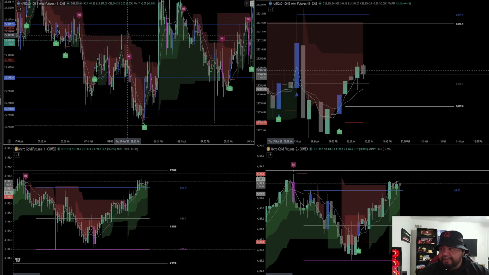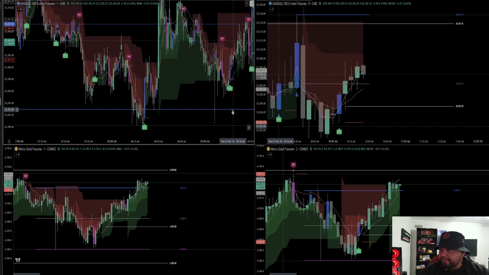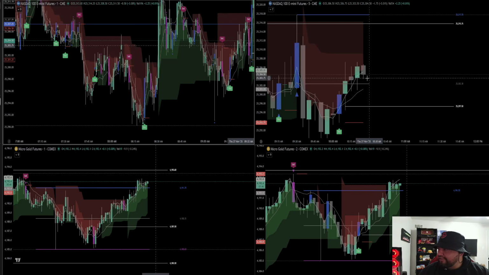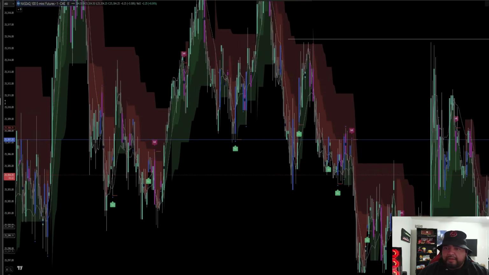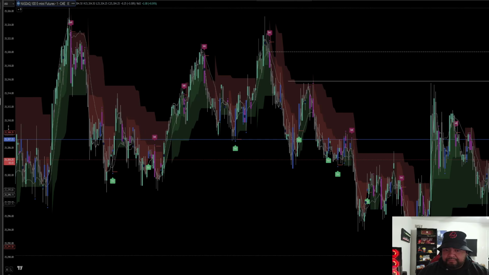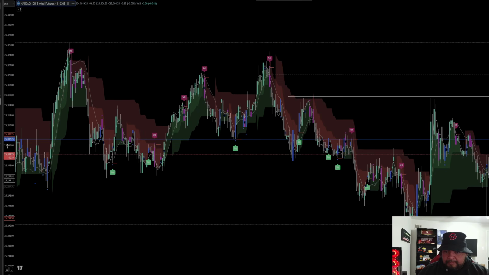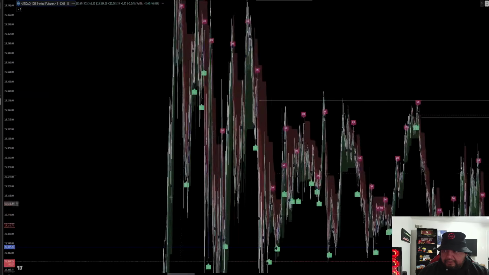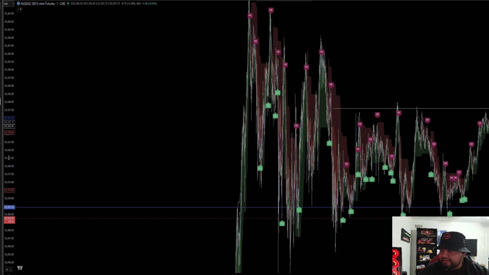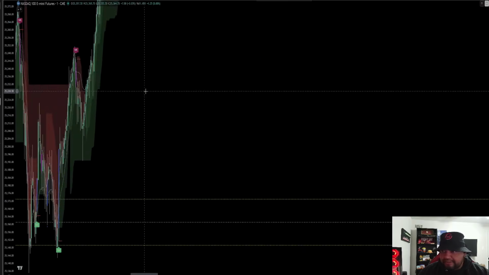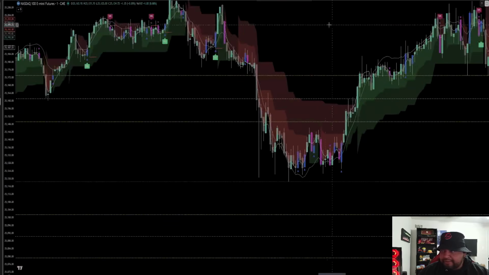Let me go back. Let me get rid of some of these lines so I can clean this part up. And I'm going to zoom in on one, and I'm going to show you why these are risky to play on futures, because sometimes there's going to be a huge drop that could be hundreds of points before it gets retraced.